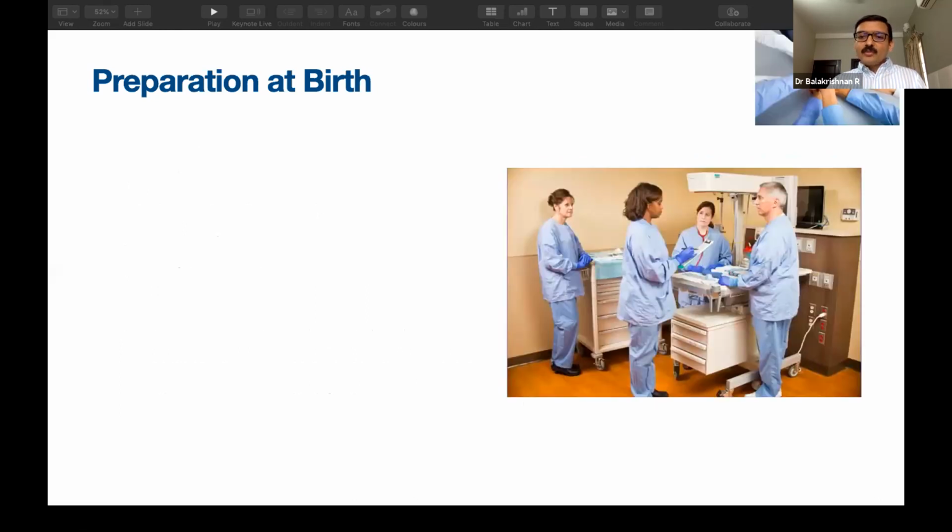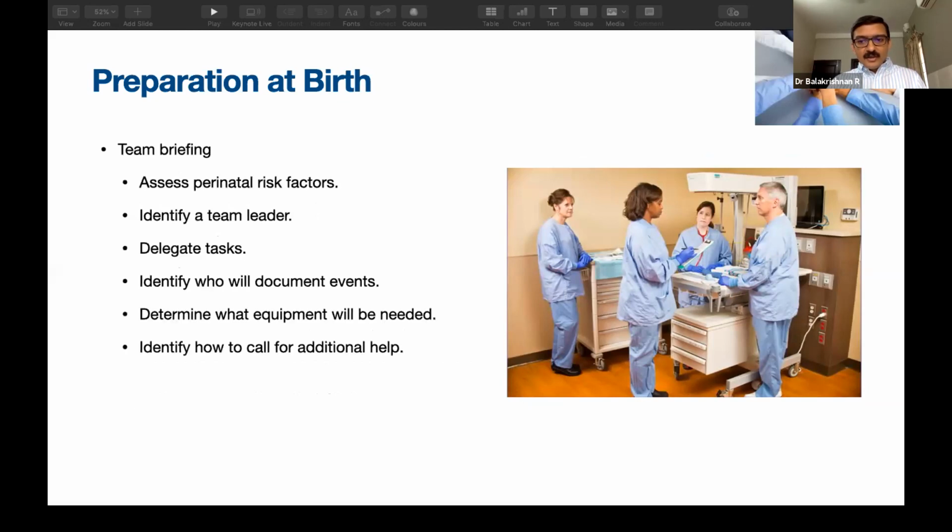So NRP is all about teamwork, and communication is a key requisite for any neonatal resuscitation. The team briefing has to be done before any resuscitation, for which we need to assess the perinatal risk factors. We need to identify a team leader who needs to delegate the tasks to various team members.